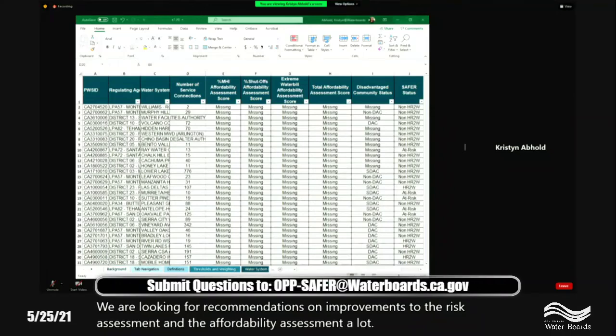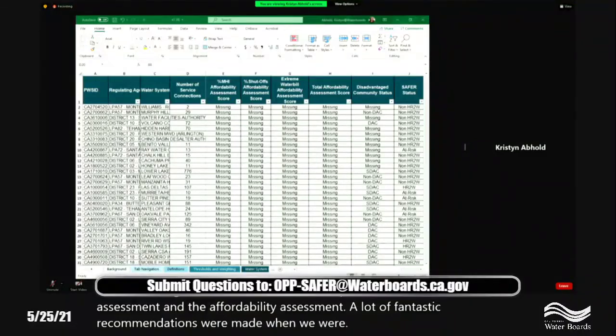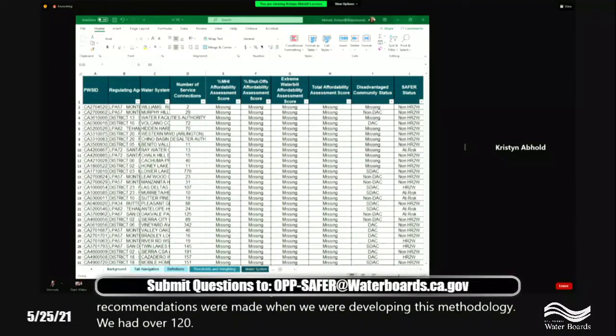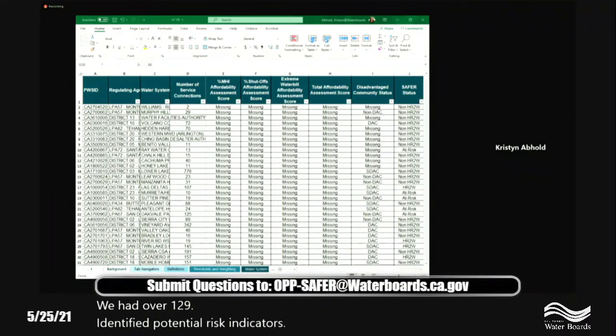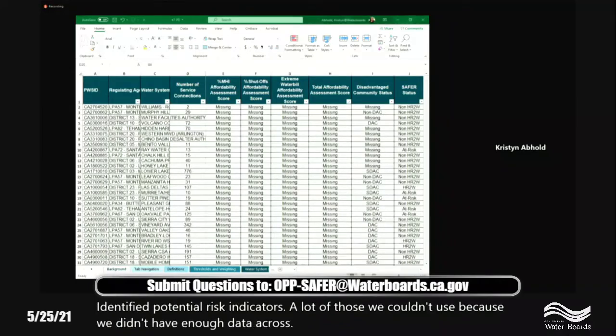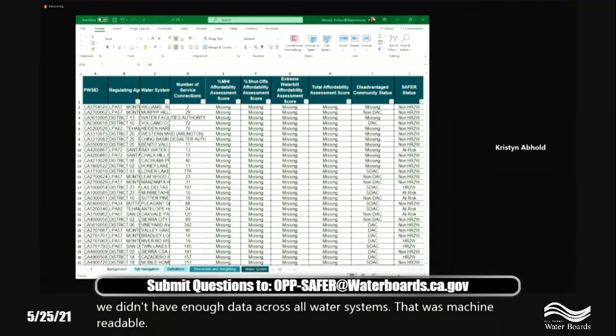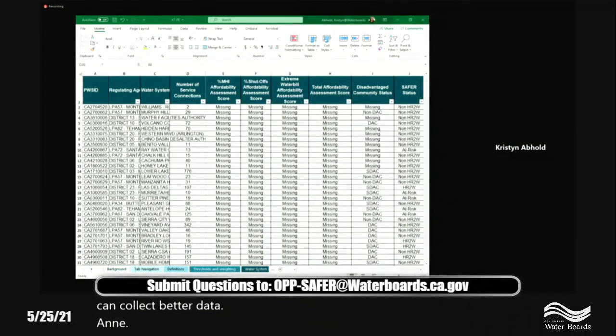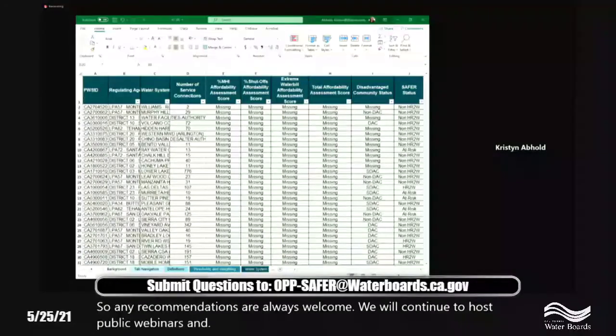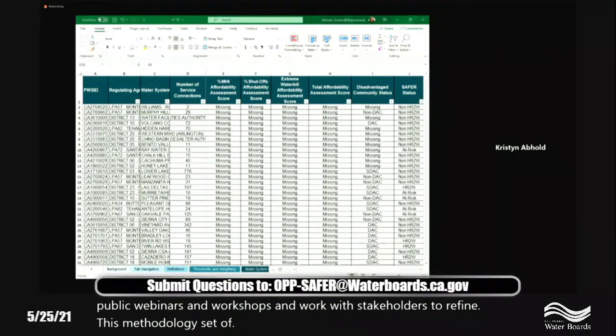A lot of fantastic recommendations were made when we were developing this methodology. We had over 129 identified potential risk indicators. A lot of those we couldn't use because we didn't have enough data across all water systems that was machine readable that we could actually use. And so we're trying to figure out how we can collect better data and make our assessment more robust. So any recommendations are always welcome. We will continue to host public webinars and workshops and work with stakeholders to refine this set of methodologies, because we are going to be doing this on an annual basis.